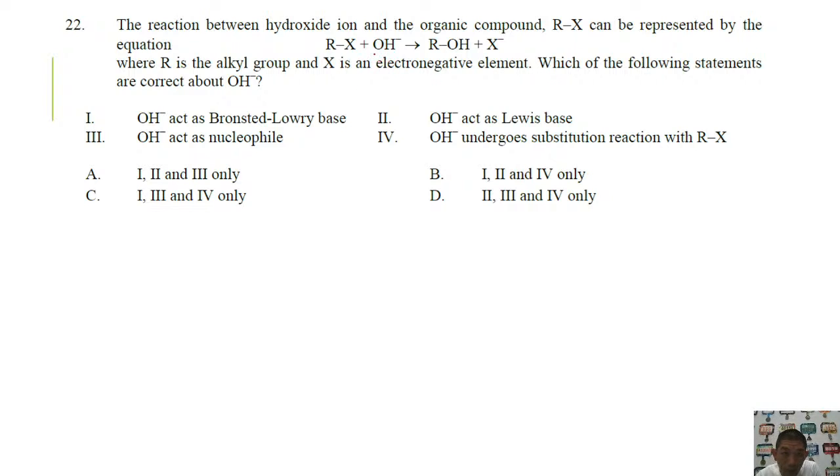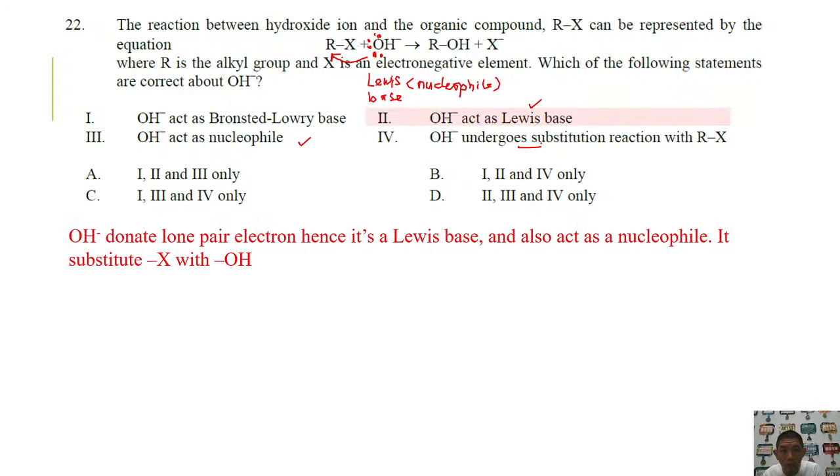Here you can see OH, because of the lone pair of electrons, can act as what we call a Lewis base, a lone pair electron donor. So OH acts as a Lewis base, and the moment you attack this R here, OH minus acts as a nucleophile. And as I mentioned just now, this is a type of substitution reaction. So 2, 3, and 4 are correct. So the answer is D.